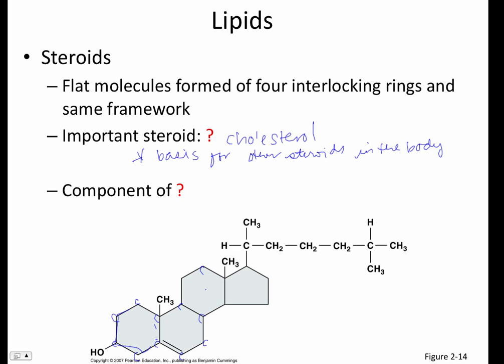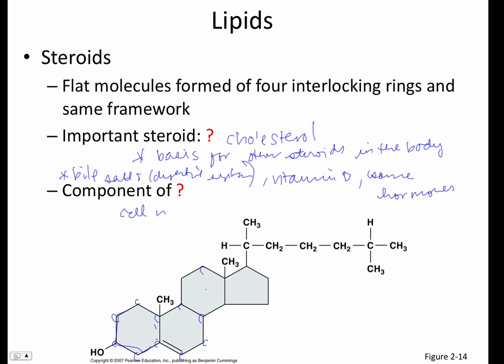Where else do we find this? We find it in bile salts. And this is going to be part of the digestive system. And vitamin D. And some hormones. Okay. And once again, we can also find some of these steroids as a component of our cell membrane.